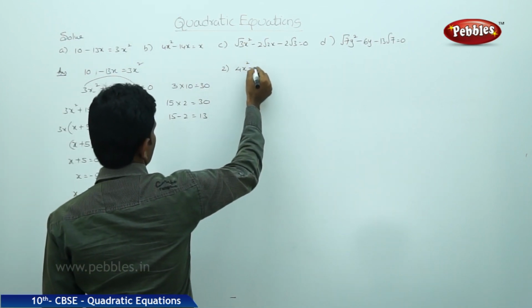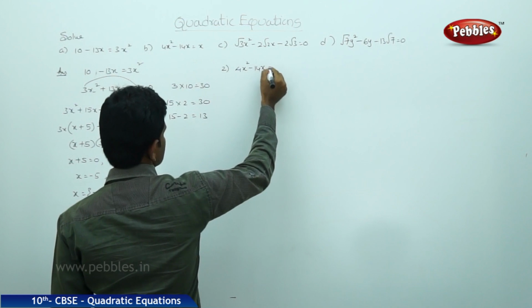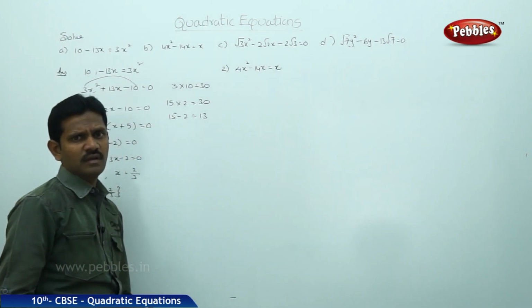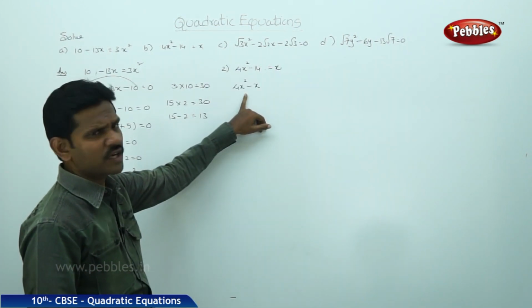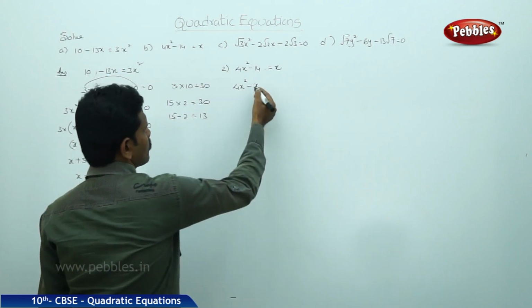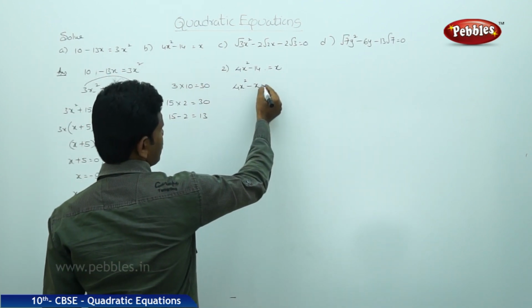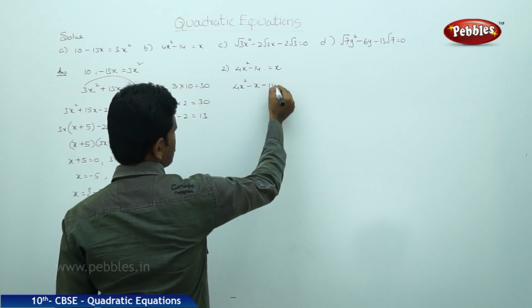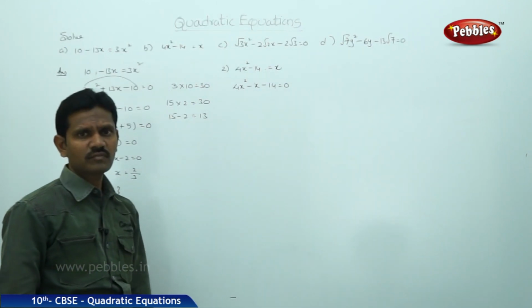4x square minus 14 is equal to x. This is the given question. Arrange the given one in the general form of a quadratic equation: 4x square minus x minus 14 is equal to 0.